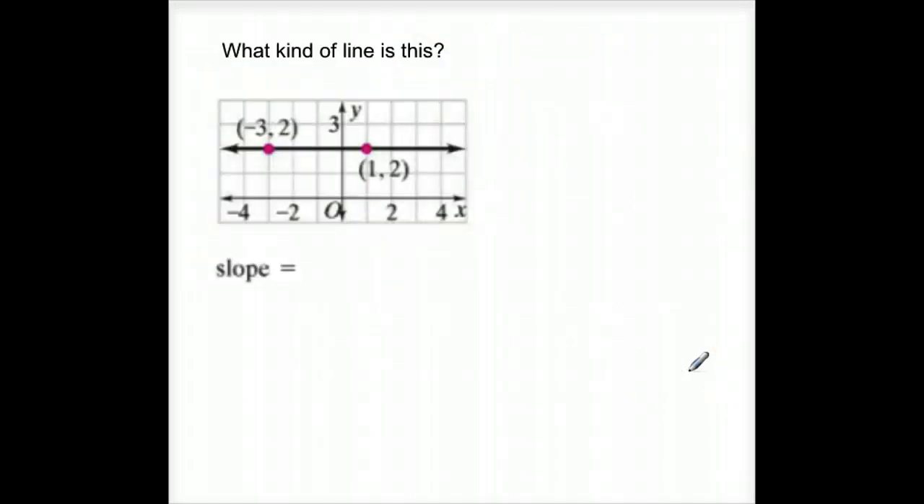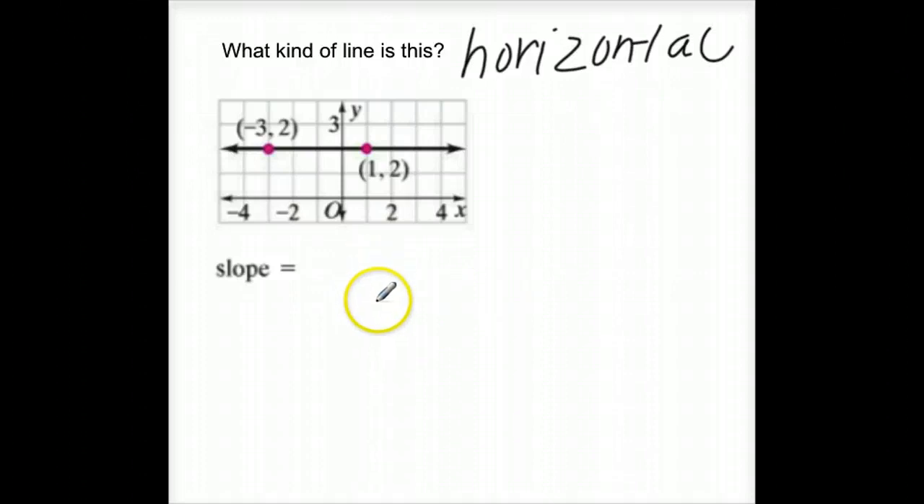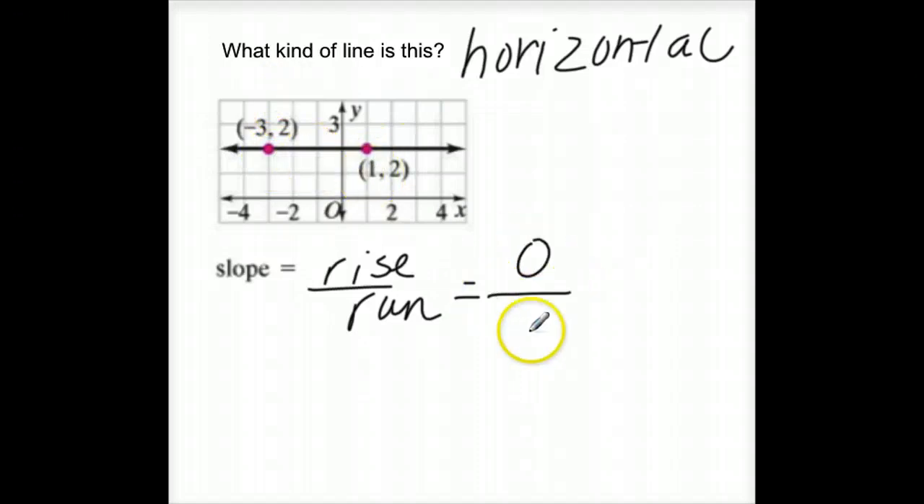All right. Now we also have 2 other kinds of lines. This is a horizontal line. What's the slope of this line? Well, think rise over run. Start from a point. How much do I have to go up to get to the other point? Well, I don't have to go up any because it's on the same line. So my rise is 0.